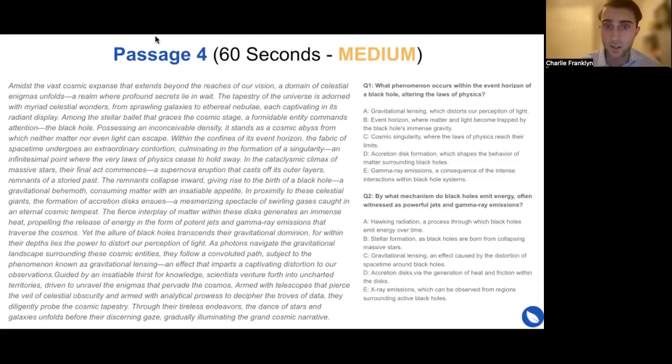The only way you're going to get a question like this correct is through the scan method, through saying, okay, what phenomenon occurs within the event horizon of a black hole, altering the laws of physics? And I'd say, okay, so we're looking for black hole. Something to do with black hole is what we're looking for. And I would scan for black hole and then I'd read the information around that. And so I'll be scanning.